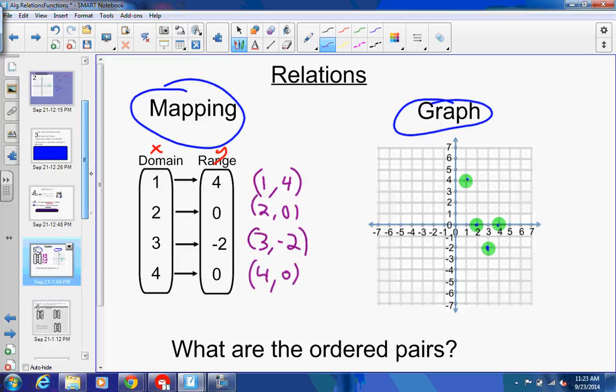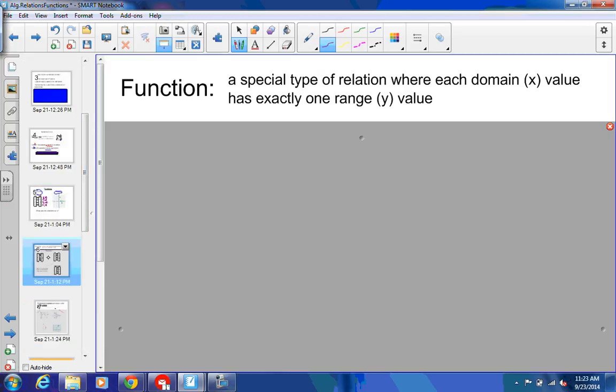All right, then let's introduce the last word, which is a function. A function here is a special type of relation. Okay, so it is a relation. It has ordered pairs where each domain value or x value has exactly one range value, and that's really important. Exactly one. I'll underline that with red as well. Exactly one range value. You can't have more than one. Otherwise, it's not a function.